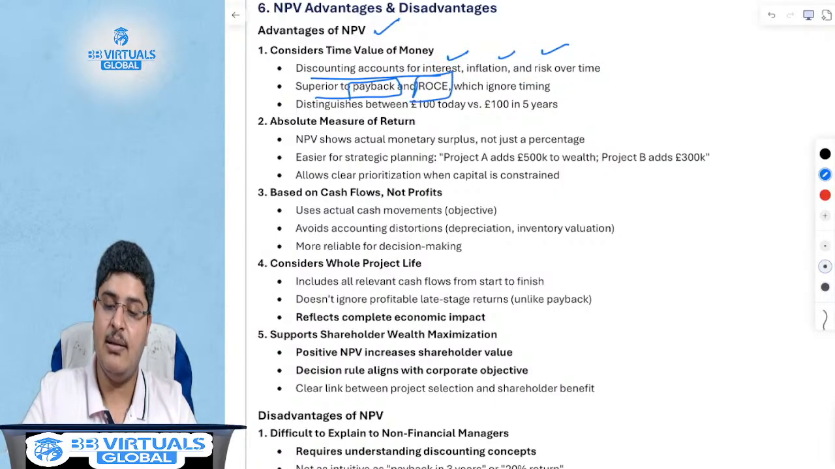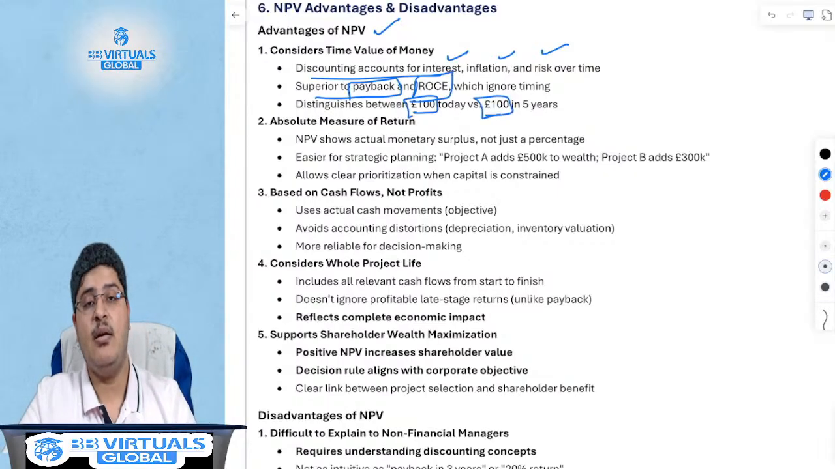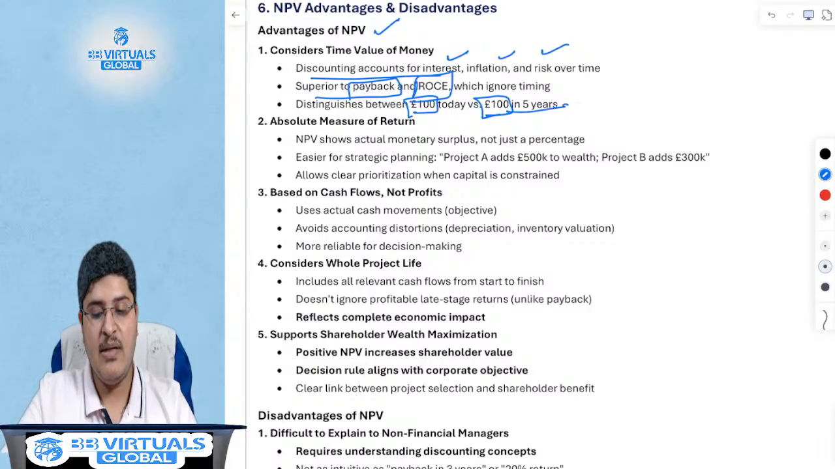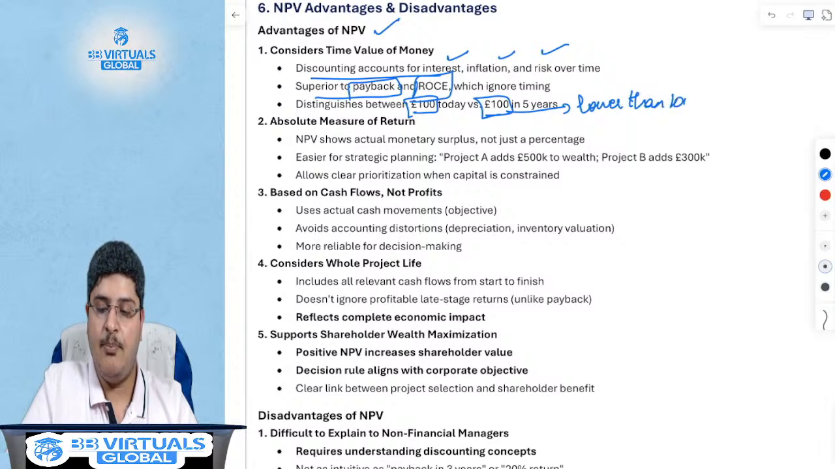Which had this as a disadvantage, and hence NPV distinguishes between 100 rupees today and 100 rupees in 5 years time, because 100 rupees in 5 years time is much lower than 100 rupees today.